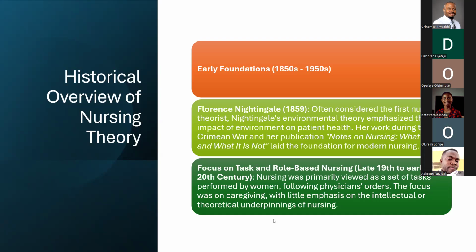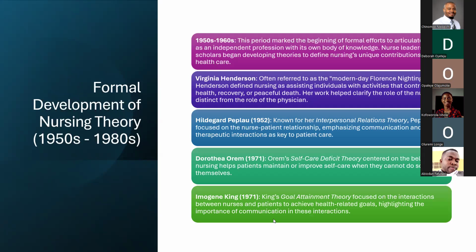Until today, we still utilize Florence Nightingale's ideas in helping to organize our environment. She is a big proponent of how to control the environment in order to bring a positive impact on our health. And then later on, we moved to the 1950s. We talked about Virginia Henderson, who was the one that defined what nursing is. Can somebody still give me the definition of Virginia Henderson?